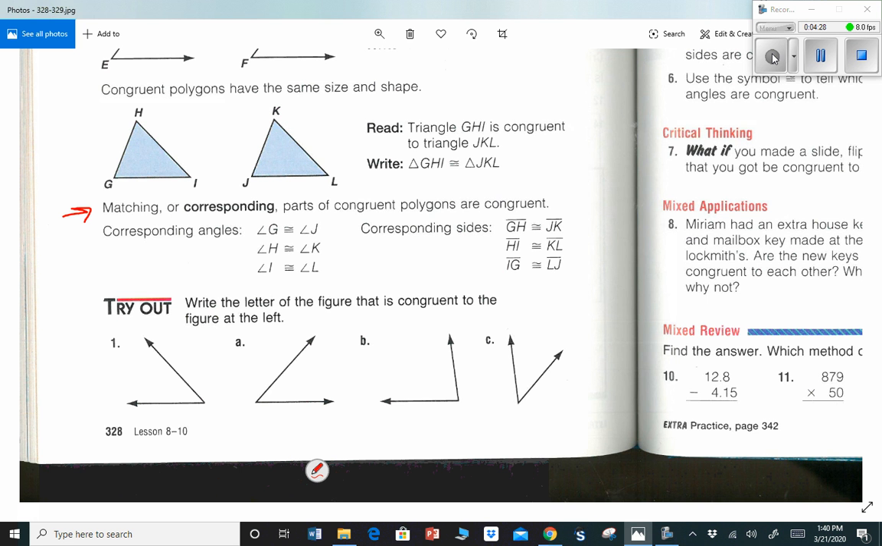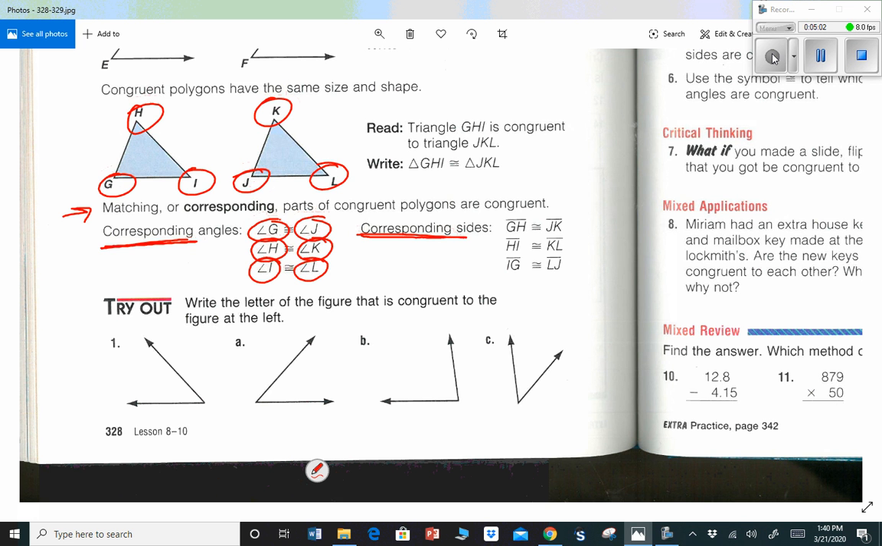Then we've got matching or corresponding parts of congruent polygons are congruent. So the word corresponding, that's another word that's going to come up whenever you study geometry. Corresponding angles, G and J are in the same place. So angle G and angle J are congruent. And on these congruent figures, angle H and angle K are corresponding angles, so they will be congruent, and also angle I and angle L. They are corresponding angles in congruent figures, so those angles are also congruent.